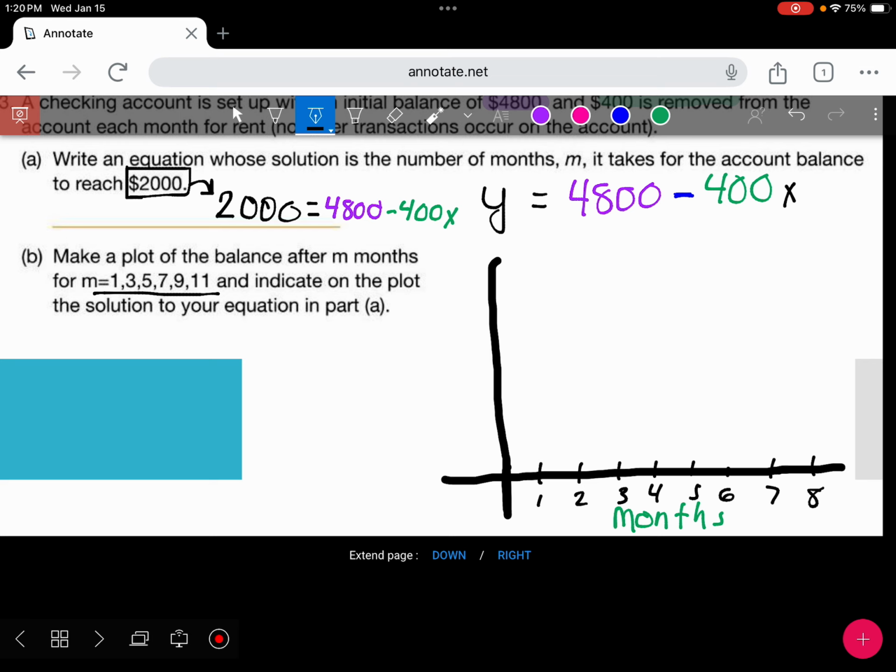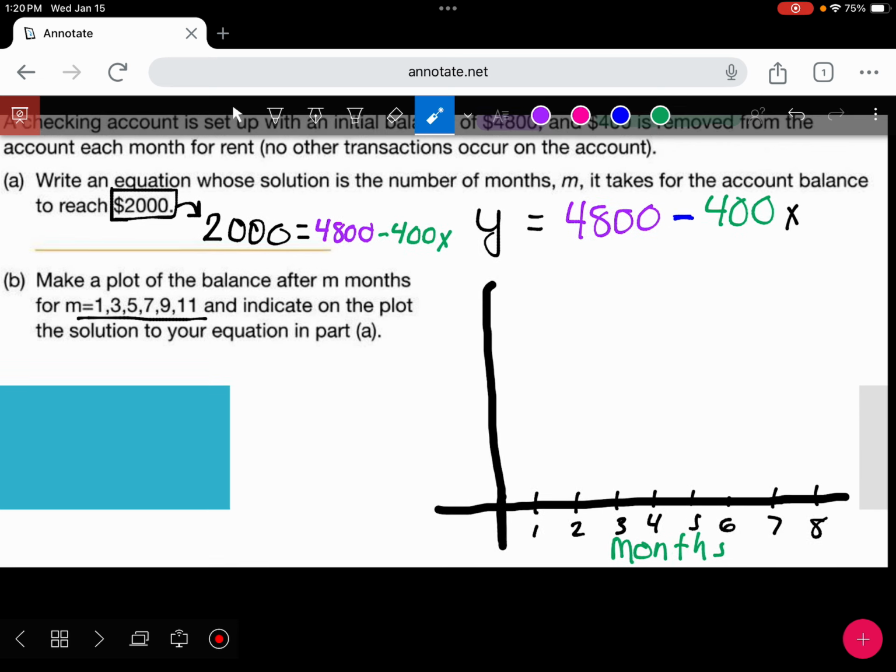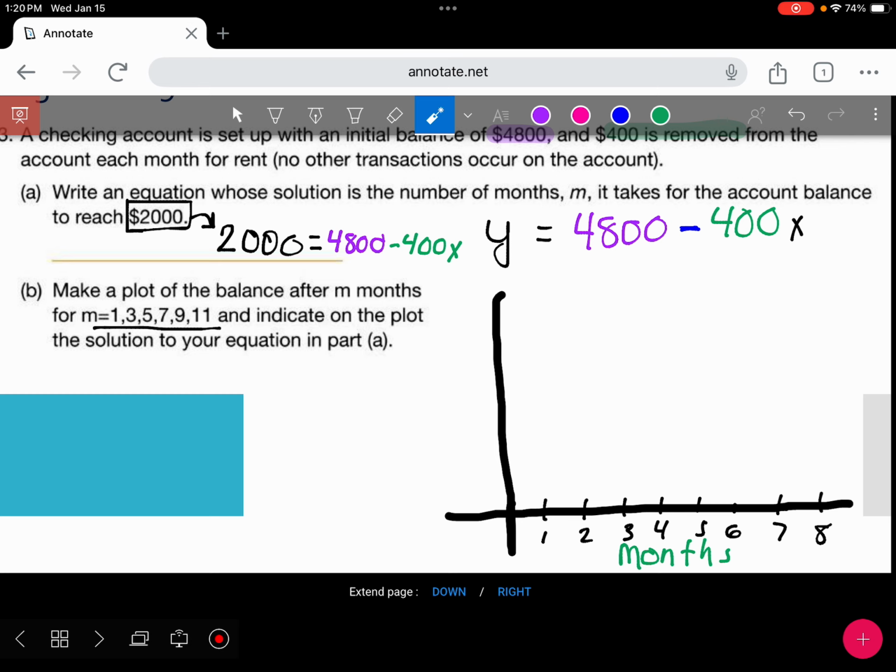For our y, what does our y stand for? What is this piece? Say it louder. Yeah, it's the balance in the checking account. It's the money. And what are we starting with for the balance? What's our starting place? We're starting with 4,800. So should we count by ones? I do not have a graph paper with 4,800 squares. So you're going to have to figure out what you're going to count by.